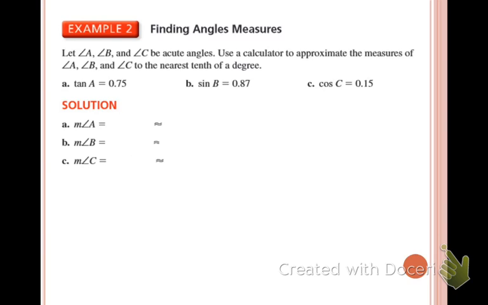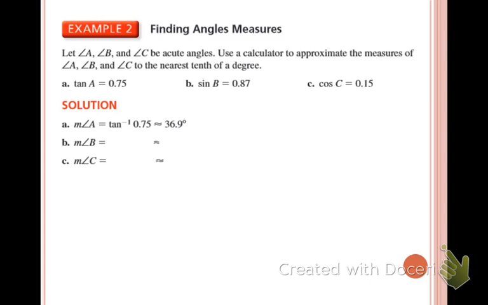Let A, B, and C be acute angles. Use a calculator to approximate the measures of angle A, angle B, and angle C to the nearest tenth of a degree. Letter A says tangent of A equals 0.75. Decimals and fractions are literally the same thing, because what is 0.75 in fraction form? 3/4. So it doesn't matter if it's a fraction or a decimal. In order to get angle A by itself, you need to get rid of tangent. The opposite of tangent is the inverse, tangent to the negative 1. So you're going to shift, tangent, and this will pop up. Then you'll type in 0.75. We are rounding to the nearest tenth. You should get 36.9. If you did not, then something's wrong.